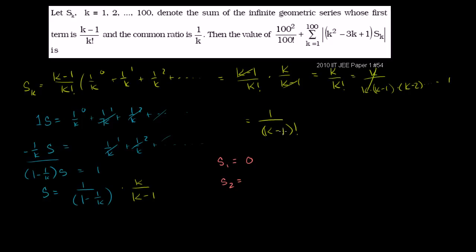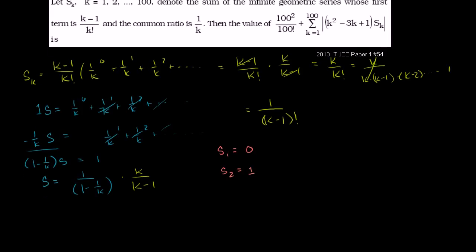It's 1 over 2 factorial, which is just going to be equal to 1. So with that out of the way, let's think about this sum over here. We have the sum from k equals 1 to 100. Let's figure out, when k equals 1, S sub 1 is 0. So this doesn't even contribute to it.